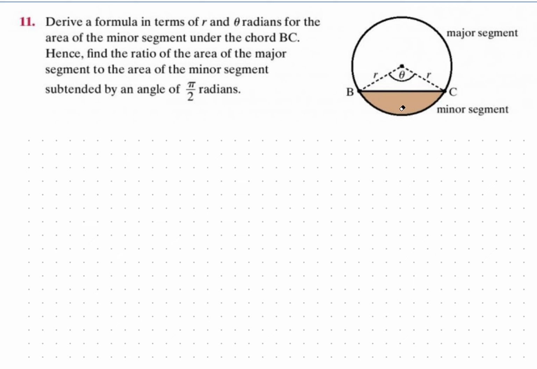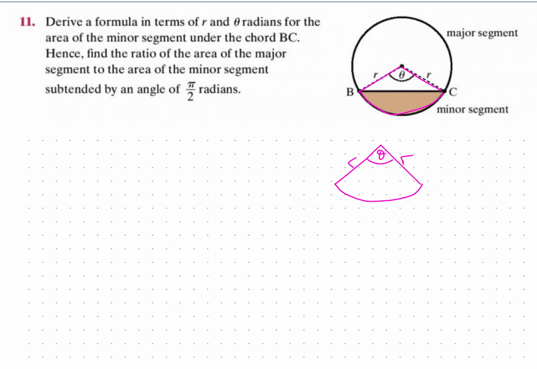So the minor segment down here is the part labelled in brown or orange, and they want us to figure out what that is. Now, the first thing I'm going to do is draw out where that is. So it's actually part of a sector. It's like a slice of the circle. So that minor segment belongs to a sector of angle theta, and the radius is just r for now.